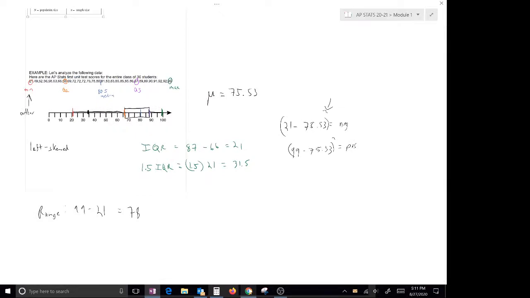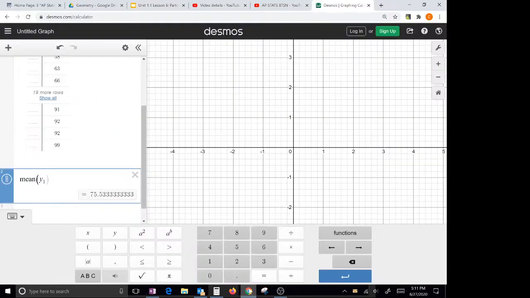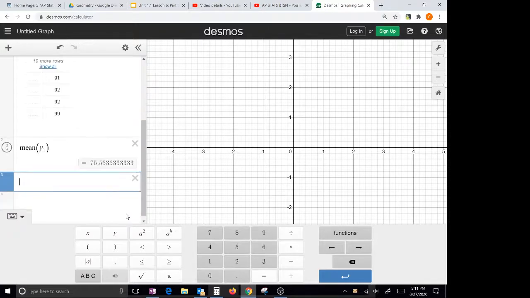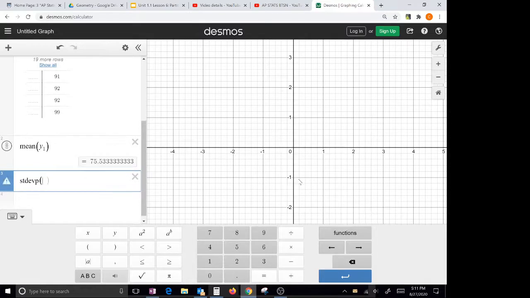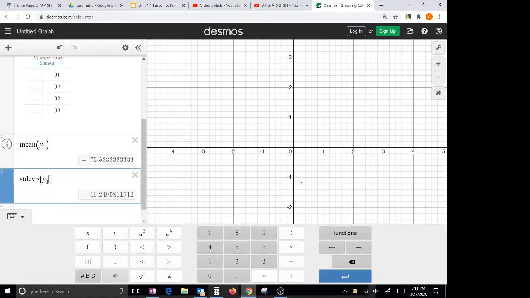Alright, so real quickly I will show you how we can use Desmos to find the other statistical values that we need. So we got mean here. I want standard deviation. Well, there's two here: there's standard deviation and there's standard deviation P. We want this one because this is the population. Again, for this example, we have the entire population. So put that in, and then our standard deviation is 16.2.